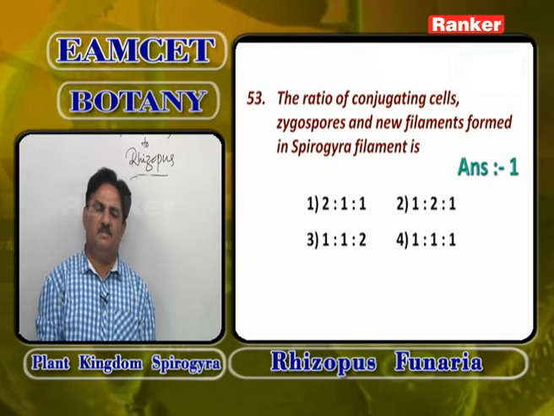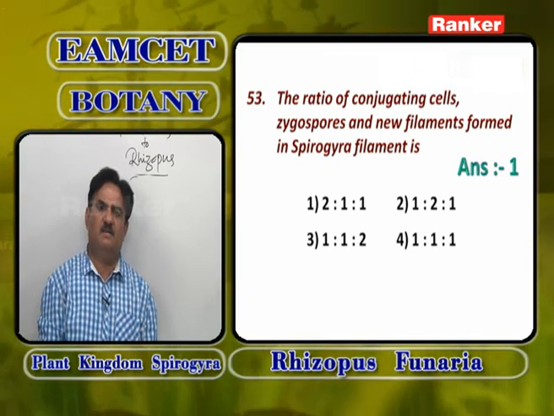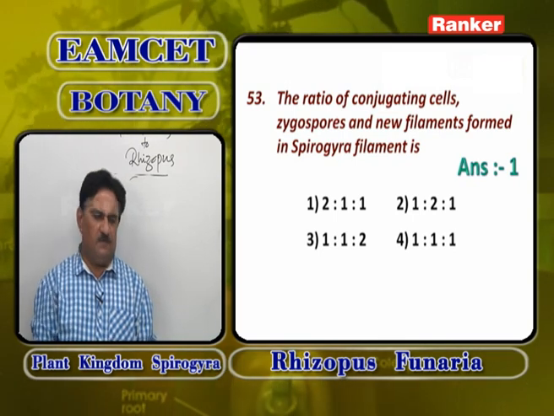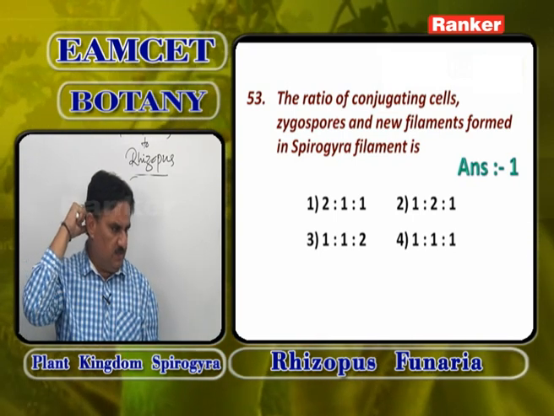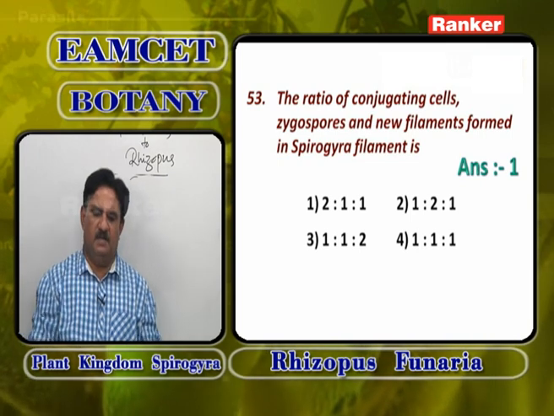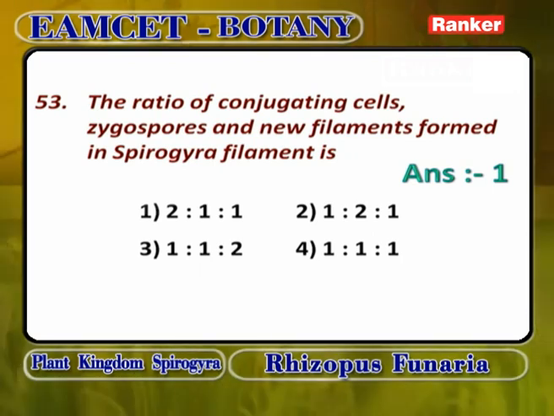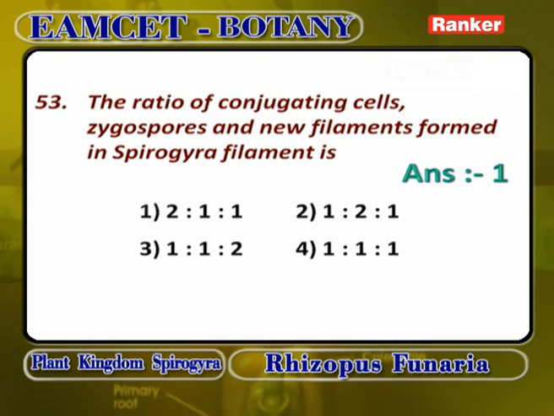Either it is a scalariform conjugation or lateral conjugation. In scalariform conjugation, 2 cells of 2 filaments. In lateral conjugation, 2 cells of the same filament are involved. Zygospore formed if 2 cells are involved, only 1 zygospore is formed. And new filaments, every zygospore, even though it shows meiosis and produces 4 haploid nuclei, 3 disintegrate, only 1 is functional. So, every zygospore produces only 1 new filament. So, 2:1:1.